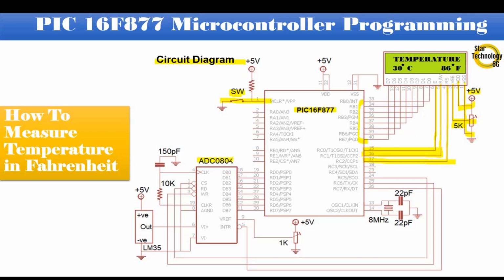ADC0804 is an analog to digital converter. All data pins DB0 to DB7 interfaced with port D of the microcontroller. Pin RC5 interfaced with CS pin of ADC. Pin RC6 interfaced with RD pin of ADC. Pin RC7 interfaced with INTR pin of ADC. Clock reset pin interfaced with 10K resistor. Clock in pin interfaced with 150 PF capacitor. VREF interfaced with variable resistor and its value is 1K.